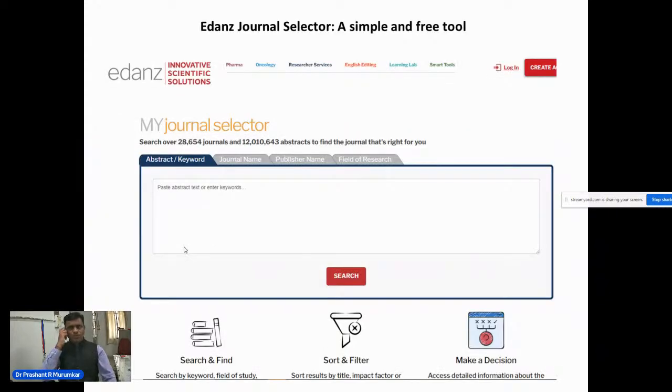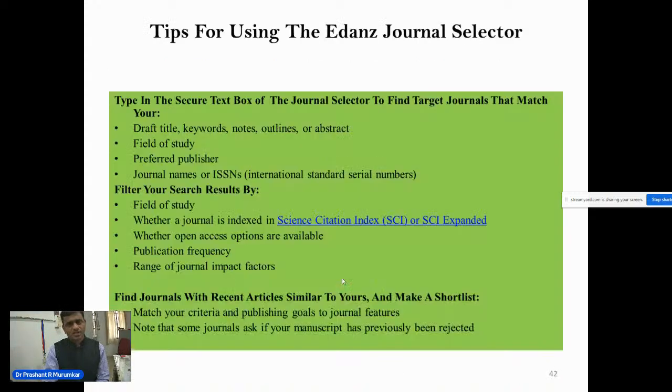Then there is another tool which is freely available for everybody, and I would like to recommend it. This is called Edanz, Innovative Science Solutions from Edanz, which will help you to select the proper journals. Whatever abstract you have prepared, you just copy and paste it here. It will try to find the probable journal suitable for this type of work. You can copy and paste the keywords as well as the abstract and just click on the search button. It will recommend the proper journal in the proper domain that you can consider. So this is Edanz you can consider.